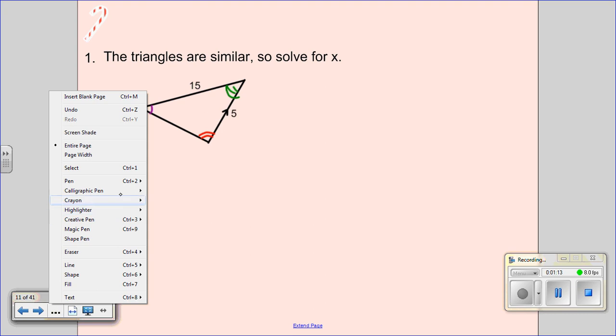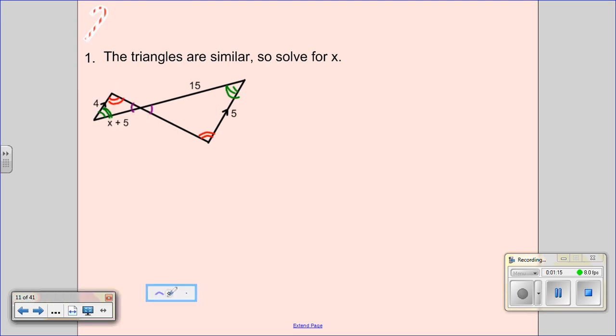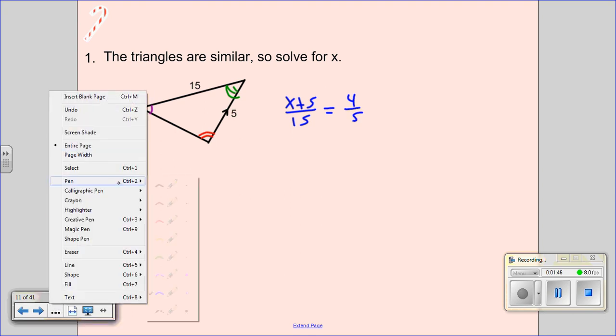So with that being said, we know that this x plus 5 side is proportional with the 15 side. So we can write our ratio, x plus 5 over 15 is equal to 4 over 5, because those sides are also proportional. And now we must cross multiply.